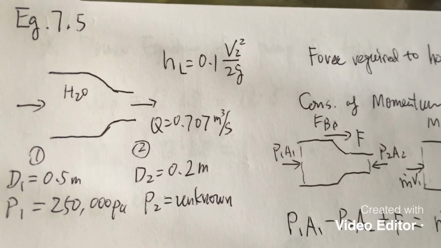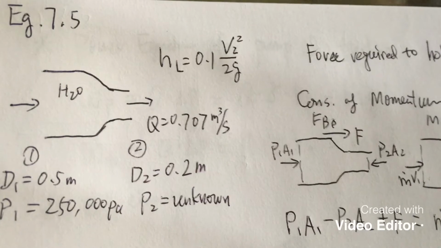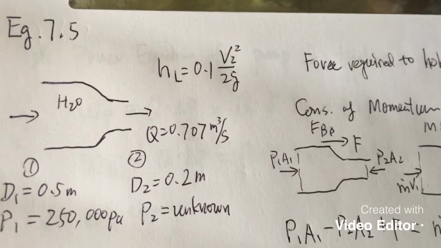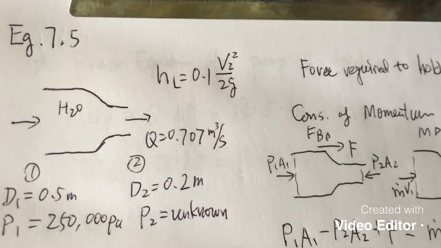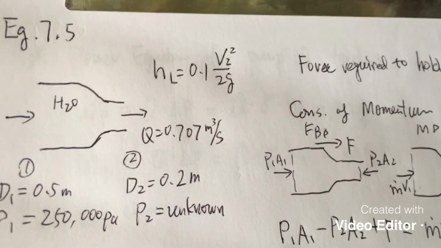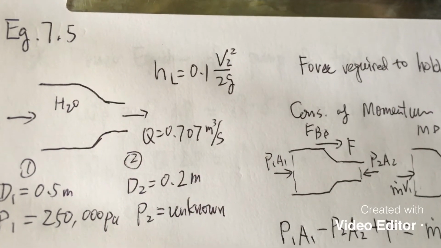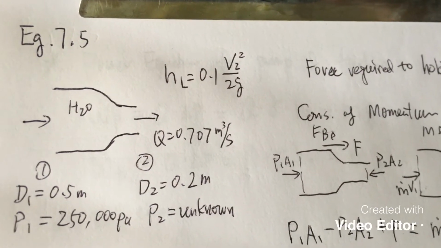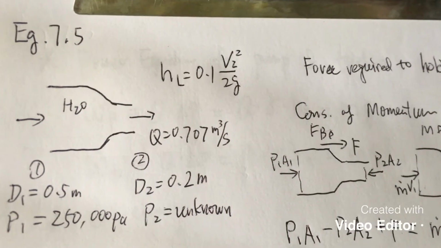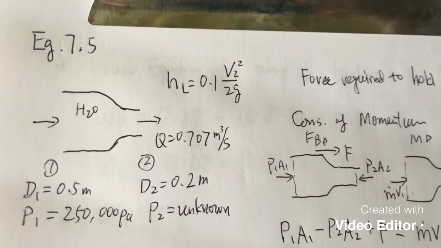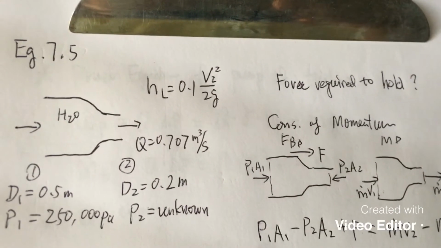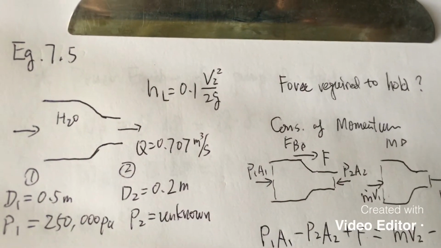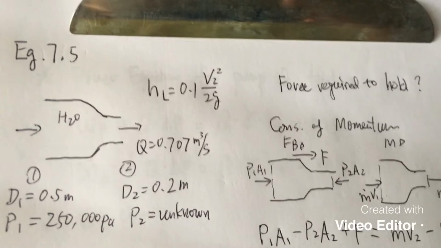And the loss, this time the loss is not a constant. Okay, it's an expression. It's a function of V2, the outlet velocity. So the loss equals 0.1 times V2 squared over 2g. So we need to find out V2 and then we can calculate the loss. The question is to calculate the force required to hold this nozzle in place. Okay, the force required to hold it.